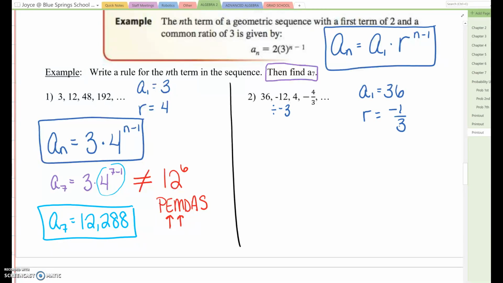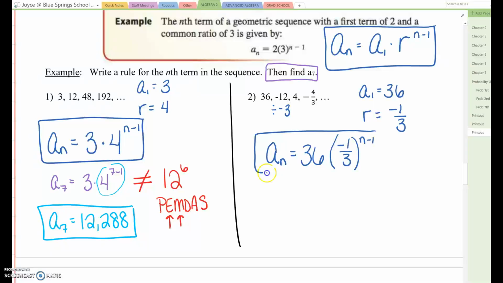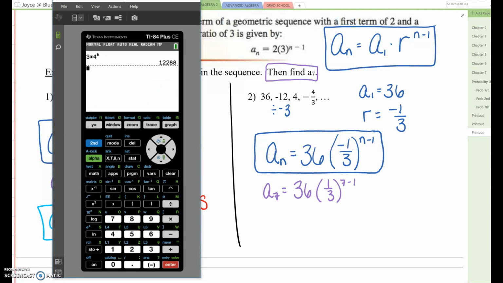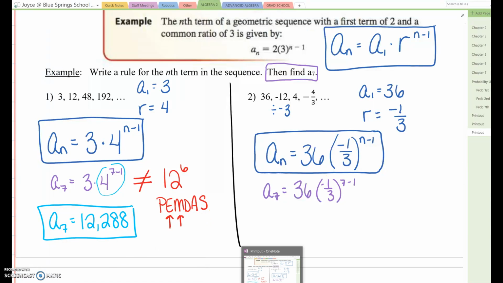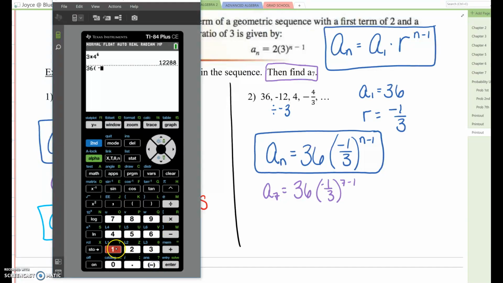Once you know your first term and you know your common ratio, you can write the formula. A sub n equals 36. It's probably best to put that -1/3 in parentheses, raised to the n minus 1. To find the 7th term, we're going to plug 7 in place of n. So 36 times, I forgot to write my negative, didn't I? Times -1/3 raised to the 7 minus 1, which is 6.